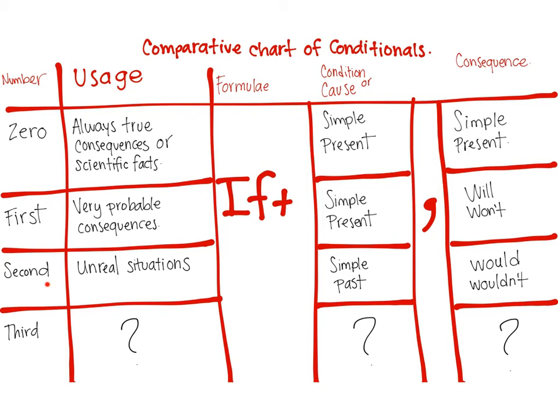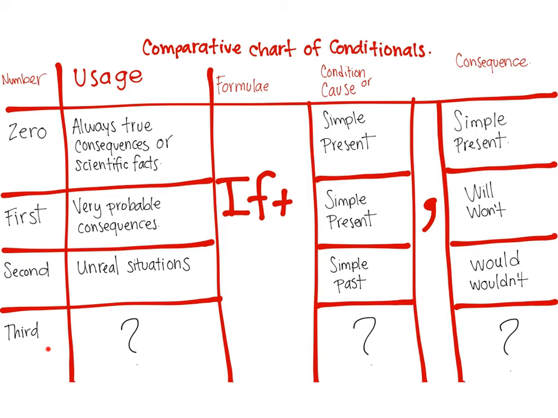Second conditional, as we just saw, is for unreal situations. Pay attention. Here is simple present, here it's simple past. Here is will and won't. What's the past of will and won't? Would and wouldn't. Can you see? So if you know this formula, the only thing that you have to do is transform it to the past.